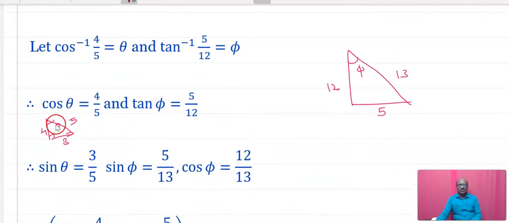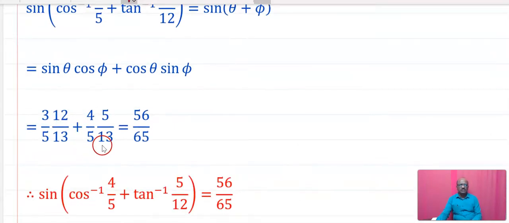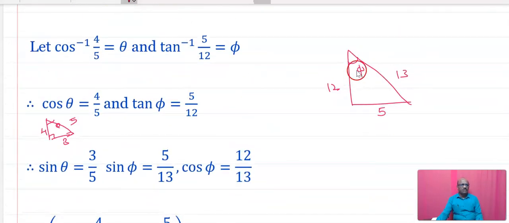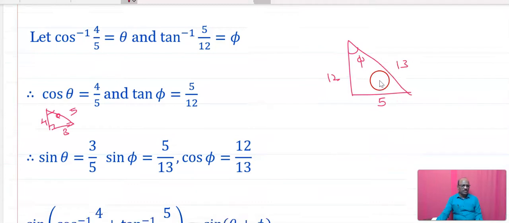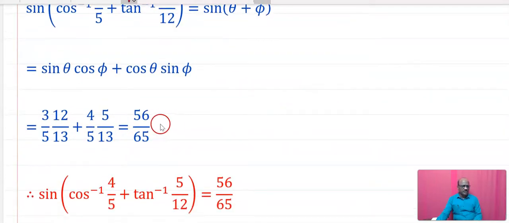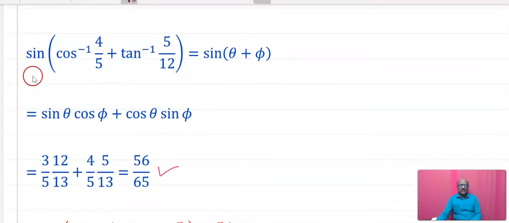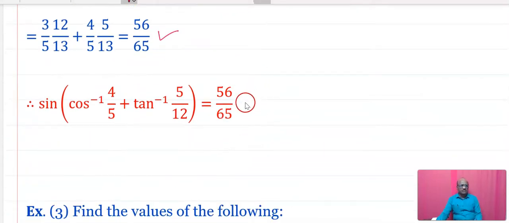Cos theta from this triangle is 4 upon 5. Sine of phi from this triangle, the opposite side is 5 by 13. Perform their multiplication and then you will get 56 upon 65. So sine of cos inverse of 4 by 5 plus tan inverse of 5 by 12 is equal to 56 upon 65.